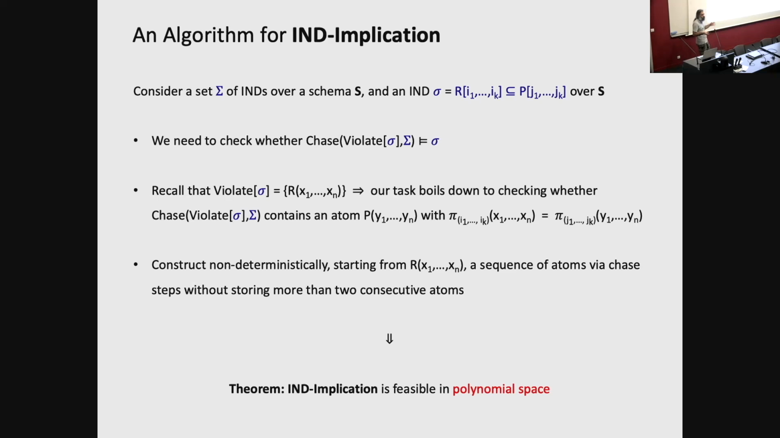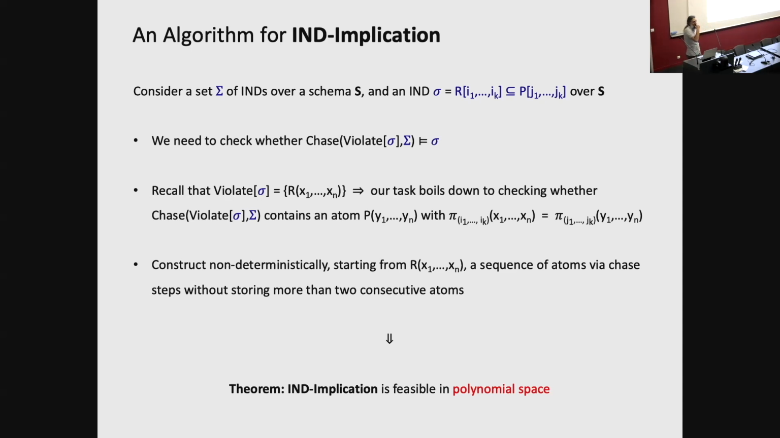Now, the lower bound can be proved in several ways. I mean, one can simulate, for example, a deterministic p-space Turing machine, right? And there are several other proofs out there, which I will not get into. But what I'm saying is that this procedure that I just described, which gives a p-space upper bound, is a worst case optimal upper bound. Right? So there was a question somewhere.